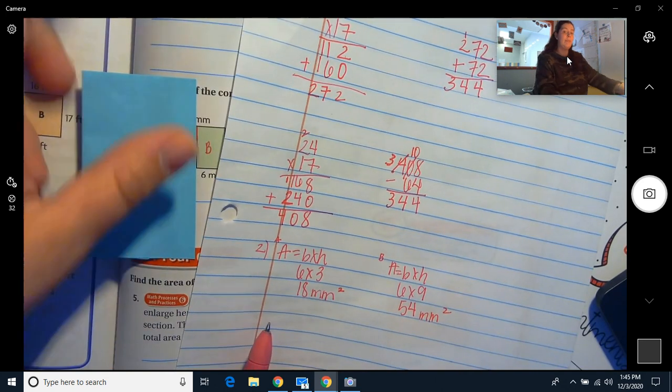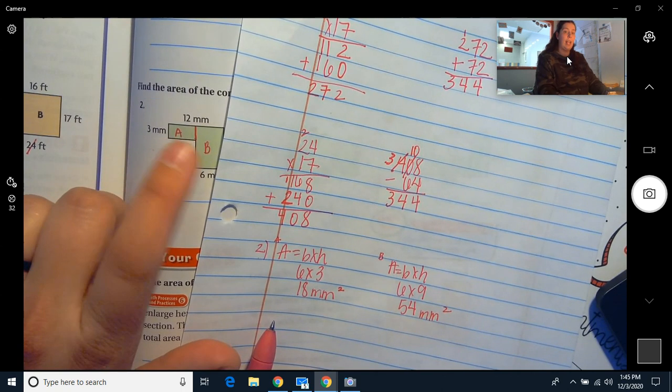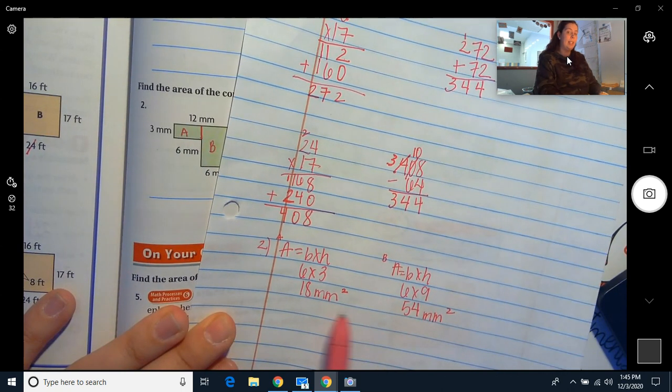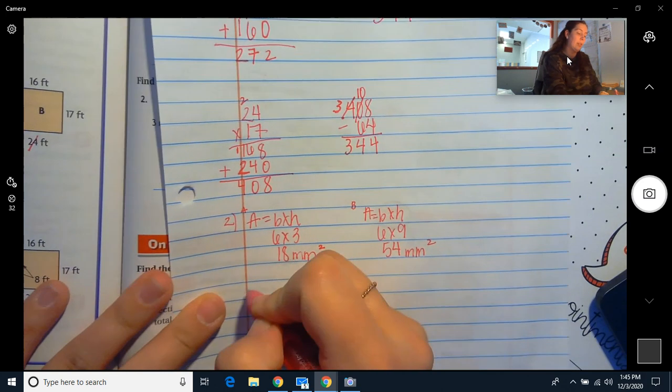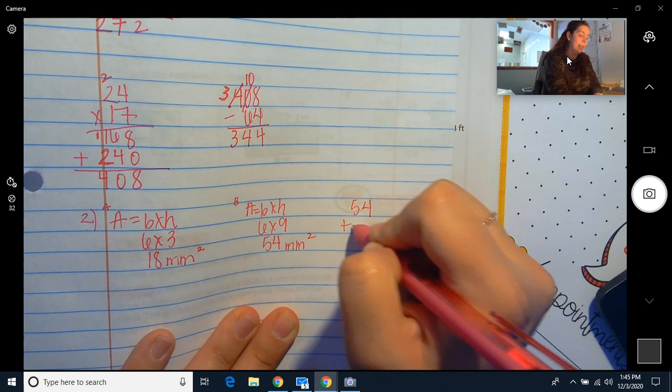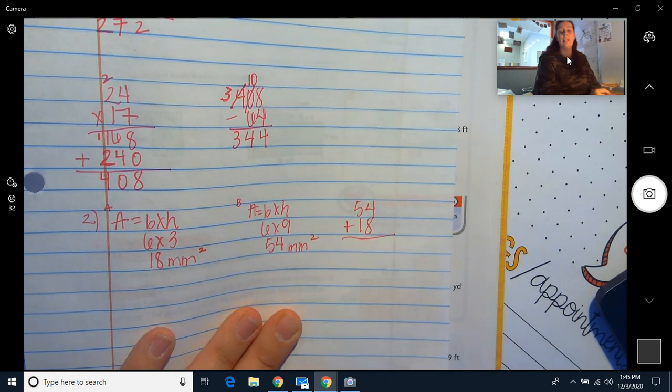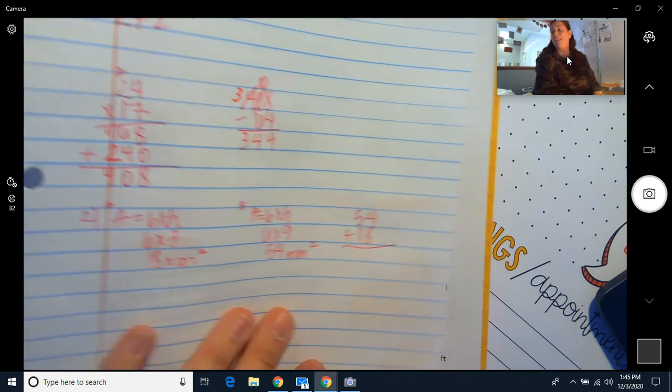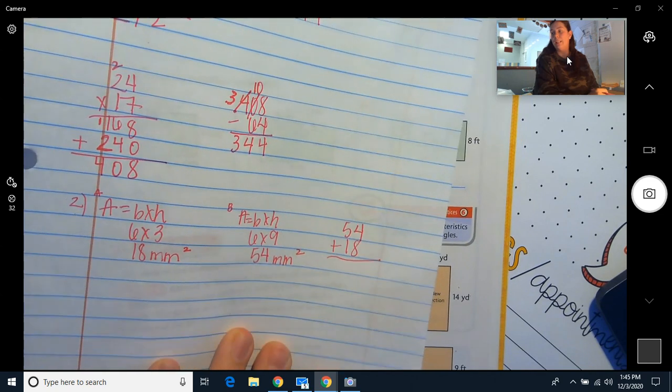Now, I just found the area of A and B, but I need to add these two together. So I'm going to go right under to the side here, and I'm going to write 54 plus 18. If you'd like to help me with the addition problem, comment with the letter T in the chat, please.